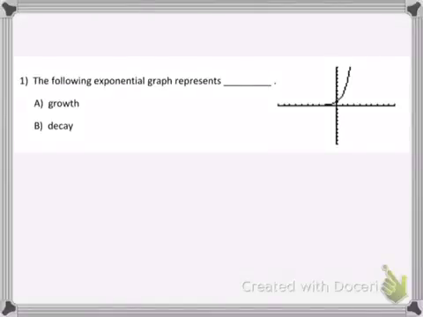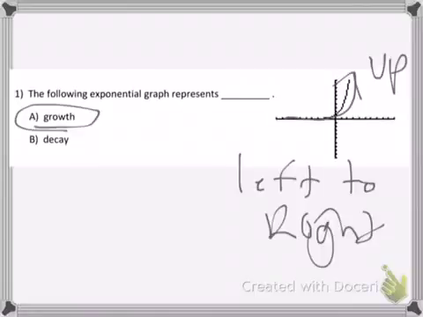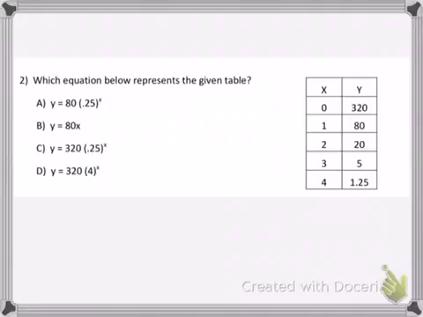The following exponential graph represents A, growth, or B, decay. It is growth because it is going up from left to right. Which equation below represents the given table?